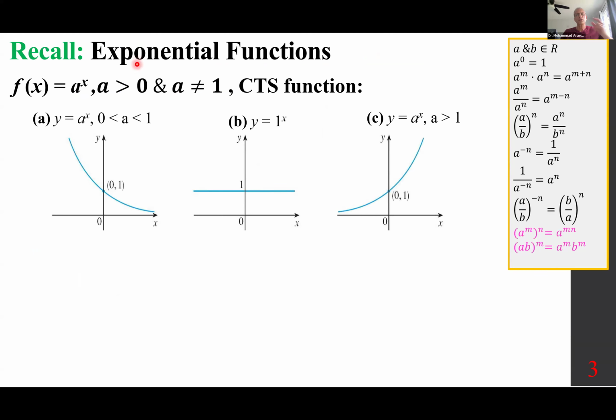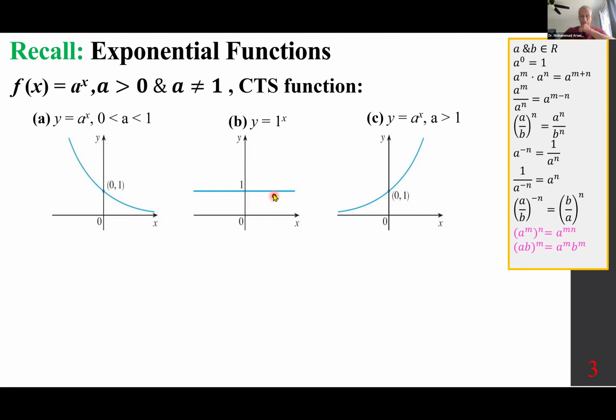Reminding you of exponential functions, f of x is a to the power of x. A must be positive, a can't be 1. And it's a continuous function. When a is larger than 1, it looks like that. When a is between 0 and 1, that's an exponential decay. Can't be 1. If it's 1, it is not an exponential function. What is it? It's a horizontal line. So it's not an exponential function, everybody.